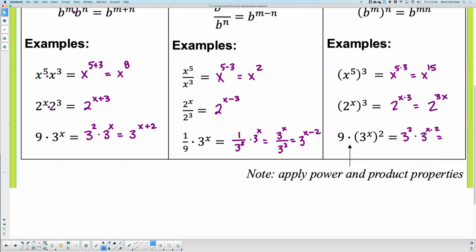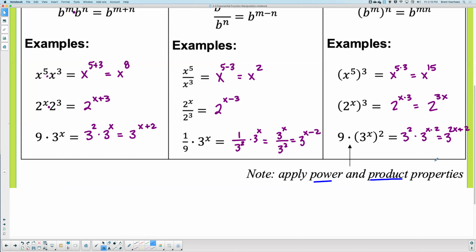And what do I do when I have the same bases that are multiplying? Product property, you would add the powers. So this is 3 to the power of 2x, that's the 2x, plus 2. And like this is saying, I applied 2 different properties. I applied the power and the product that time. That was the power property, and this was the product property. And we got 3 to the power of 2x plus 2.